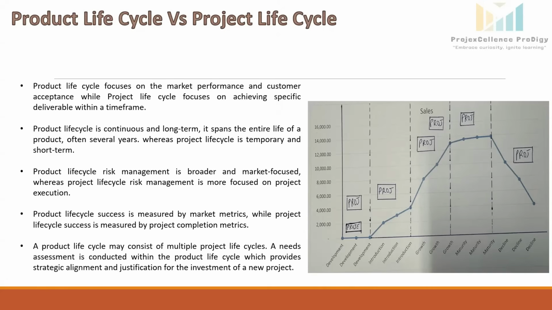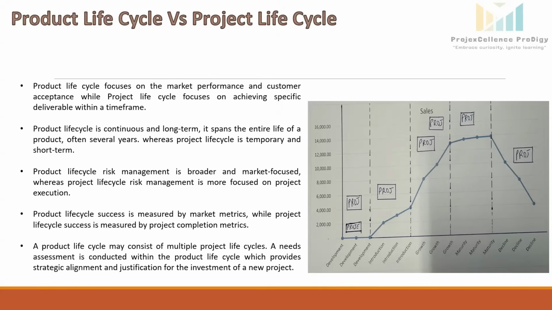Product life cycle risk management includes looking at what might affect the product in the market, like new competitors, changing customer preferences, and economic conditions. While the project life cycle risk management is more focused on project execution. This involves identifying and managing the risks that could affect the project's timeline, budget, or quality.